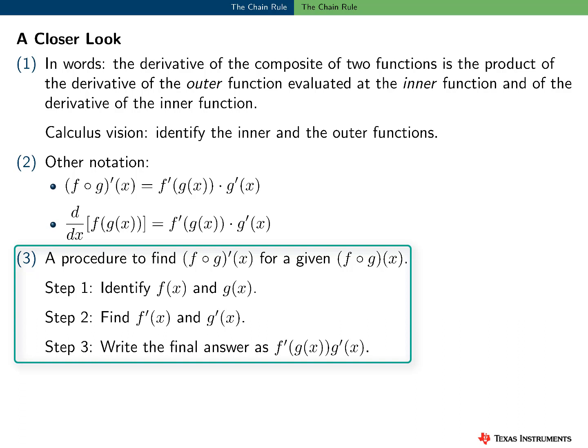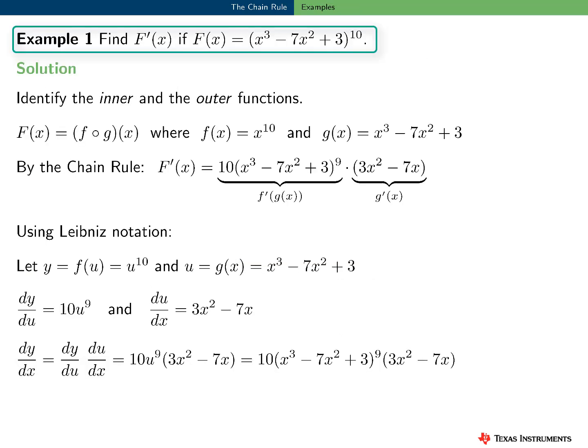And then find the derivative f prime and the derivative g prime. And then finally, write the answer as f prime of g of x times g prime of x. Well, let's see if we can apply some of this theory. And I'll start by looking at the function that I presented at the very beginning of this video.